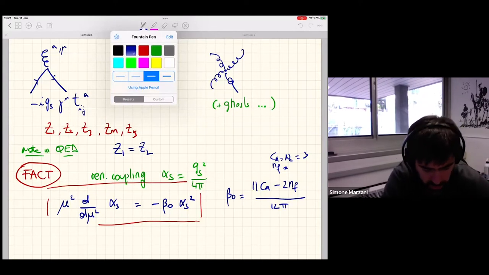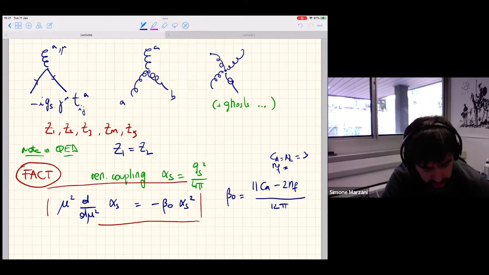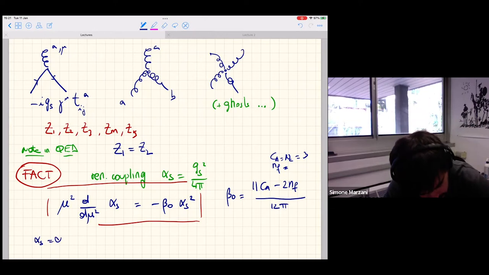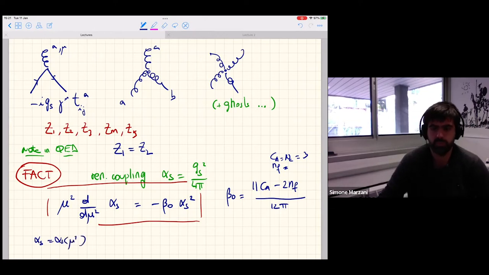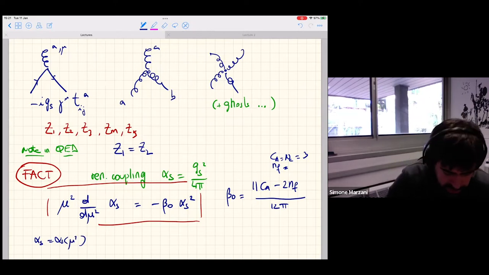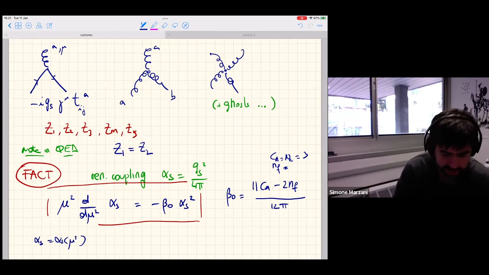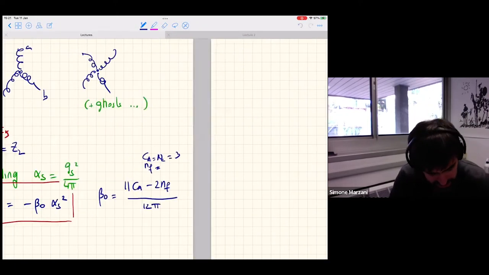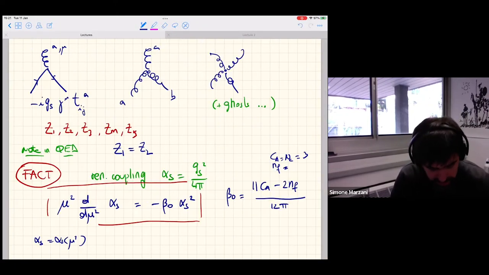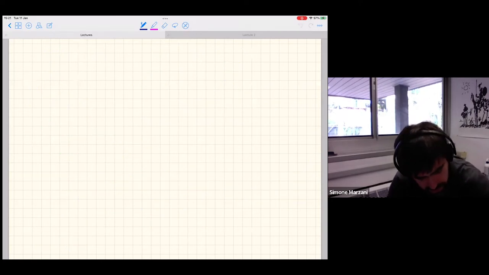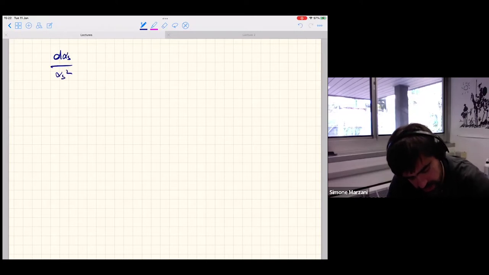2004. Okay, so if we have this equation and we know beta naught, we can try and solve this equation to find the function alpha s of mu squared. That's a simple enough calculation that even I can attempt to do on the fly. So let's separate the variables. We have a physical system, we can do this. So d alpha over alpha squared is equal to d mu squared over mu squared with coefficient minus beta naught.